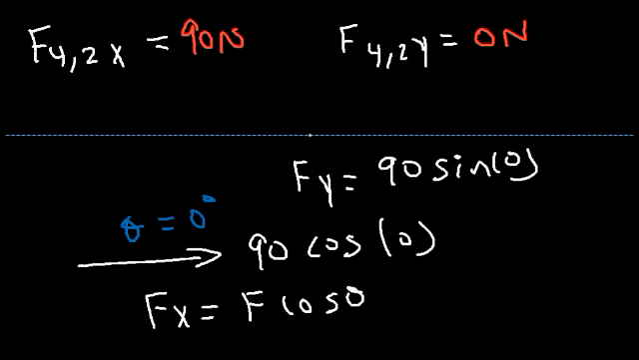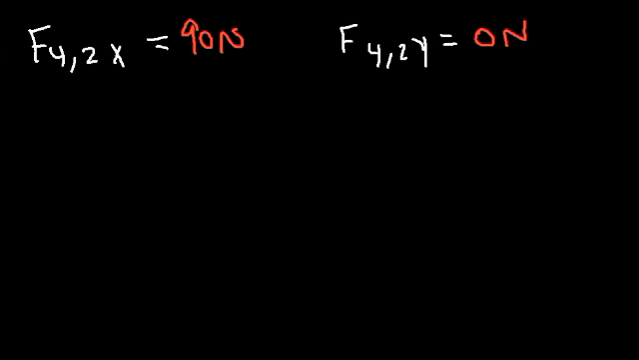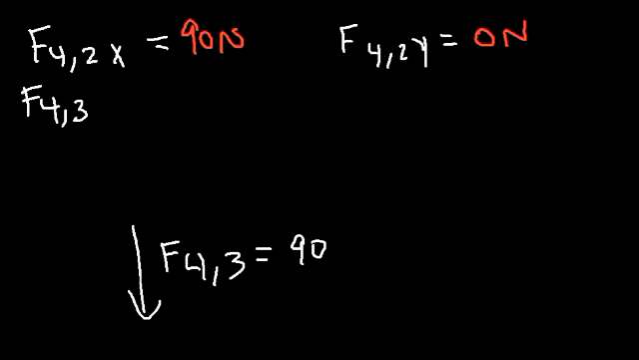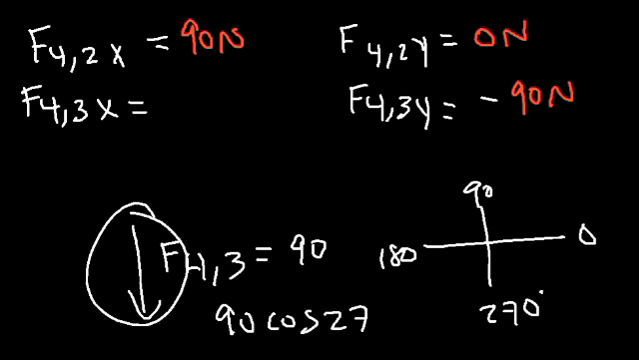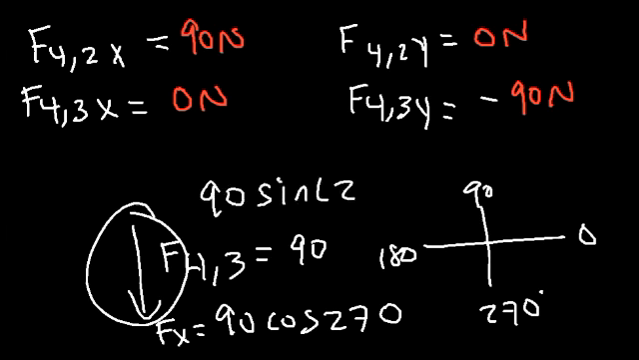Now let's move on to the next one. Let's find the x component and the y component for this particular force vector, F43, which we know is 90. So notice that there's no horizontal component. So F43x should be 0. F43y should be negative 90 because it's directed in the negative y direction. Now in the coordinate system, this is 0, 90, 180, and this is 270. So this vector is at an angle of 270 degrees. So if you type in 90 cosine 270 to get the x component, cosine 270 is 0, so the x component is 0. If you type in your calculator 90 sine 270, sine 270 is -1, and 90 times -1 will give you -90.